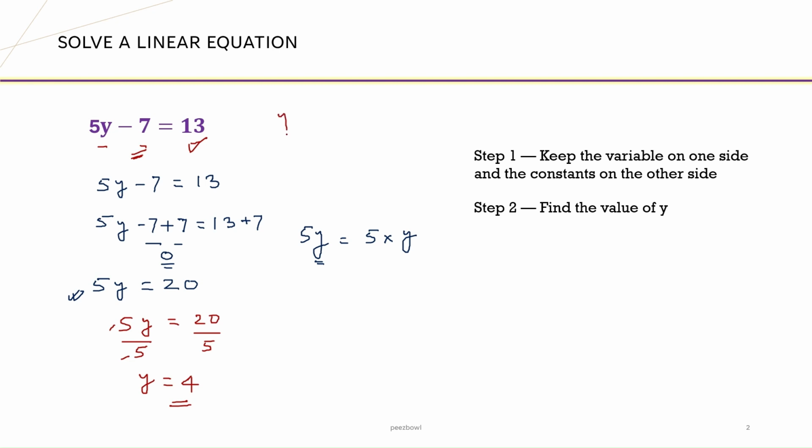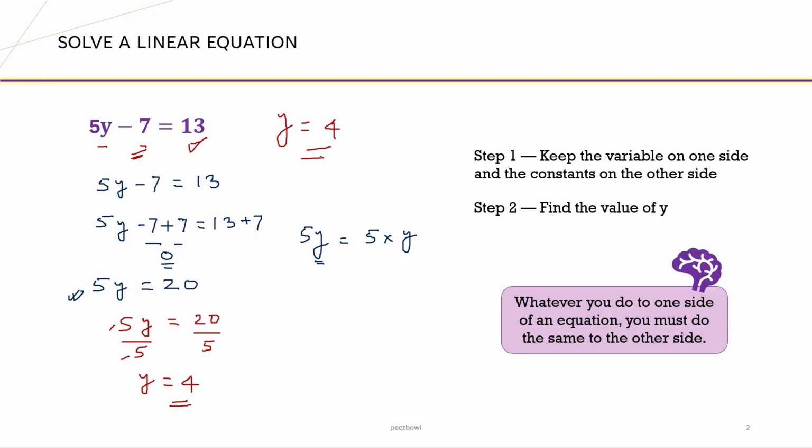So we have y is equal to 4. So just remember this important rule: whatever you do to one side of an equation, you must do the same to the other side. This keeps the equation balanced and ensures the equality remains true.